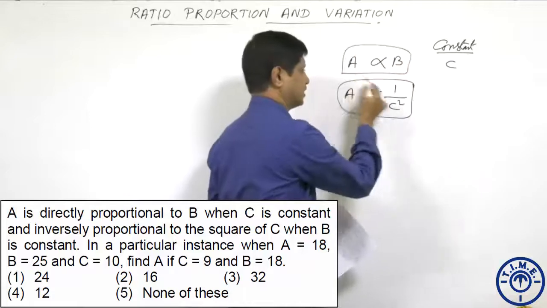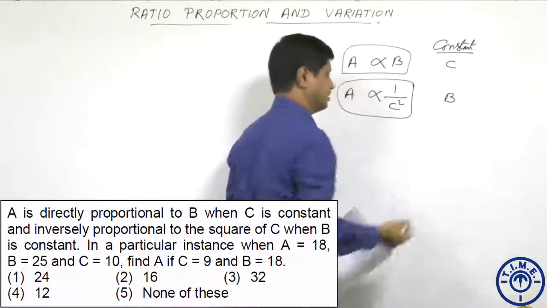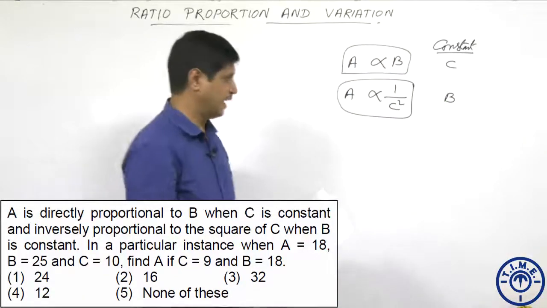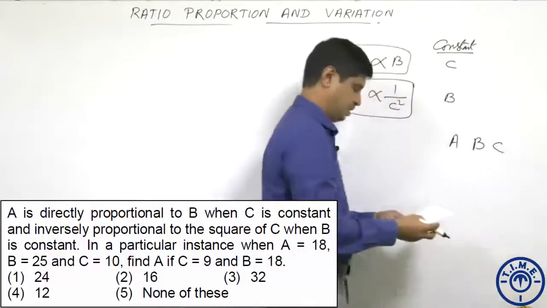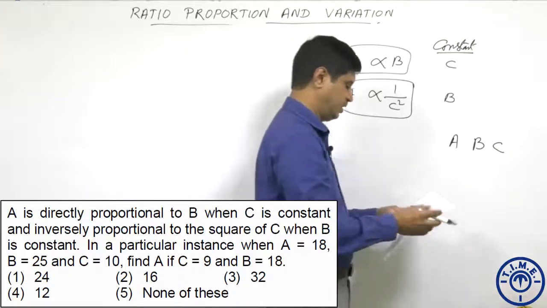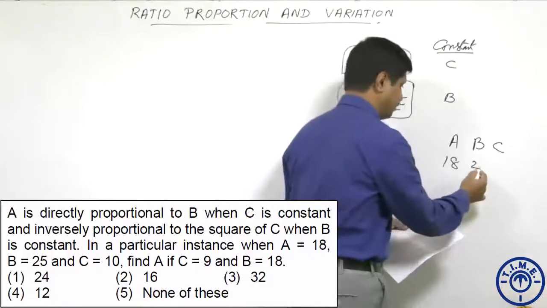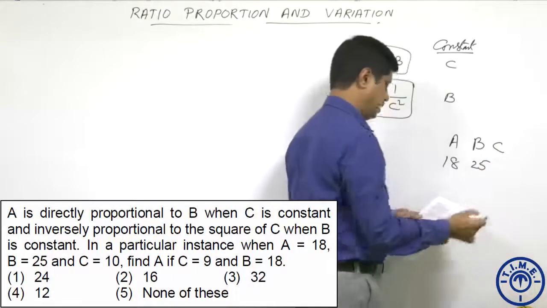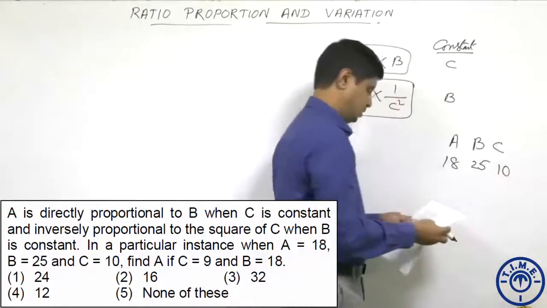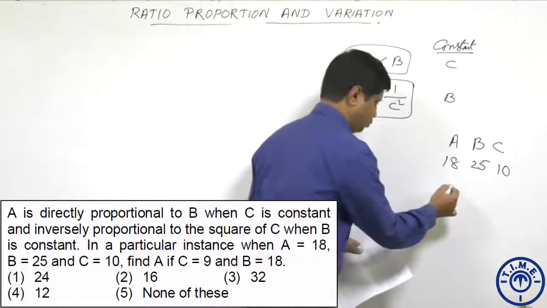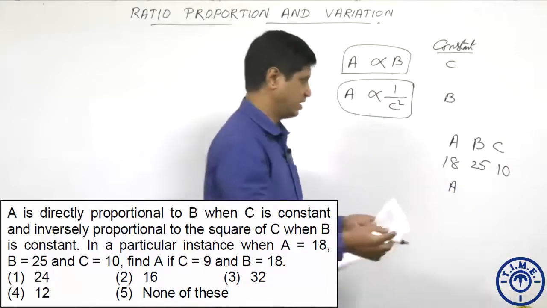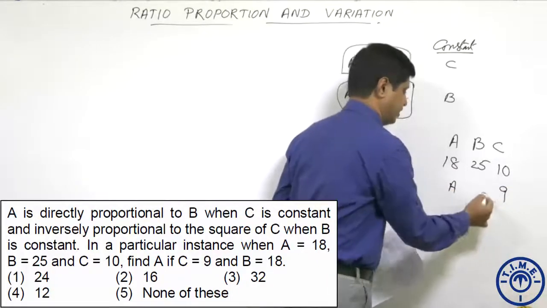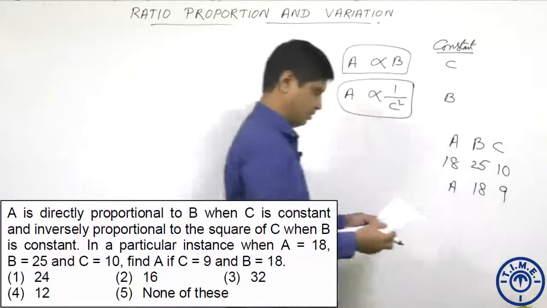So what is the constant in the second instance? It is b. Now, what about the values of A, B and C? In the first case A is 18, B is 25 and the value of C is 10. Now, what to find? A2 is to be found, and the values of B and C are: C is 9 and B is equal to 18.